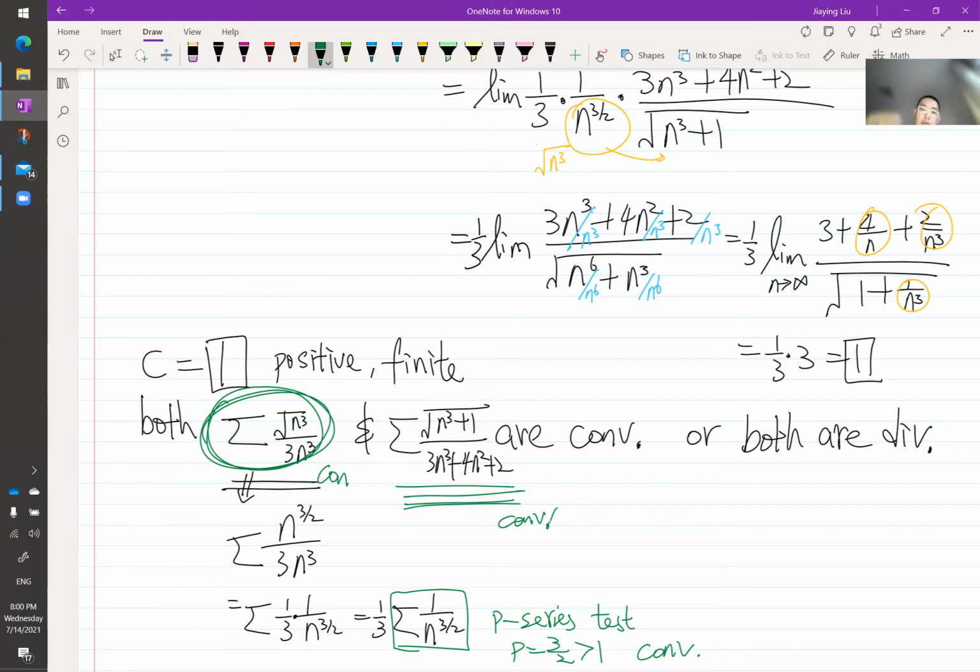It takes a long way to reach the conclusion. That's sort of the disadvantage of this test. It does work. I understand the final answer.